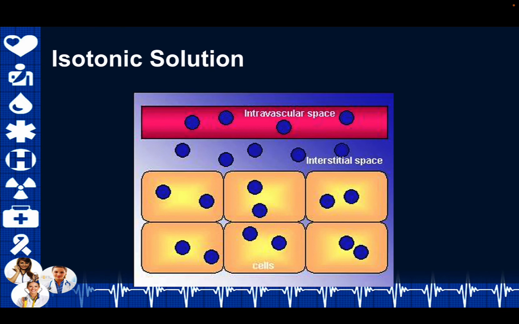Now in this slide, we see isotonic solution. We've got our three spaces. We have our intracellular space, our interstitial space, and our intravascular space highlighted here. And if we think about the movement of water in this, then water is going to move equally through all these compartments because they have about the same amount of water within them. And so nothing is drawing too much water or sending too little water through these membranes because they're trying to reach equilibrium. So isotonic solutions generally are going to be solutions that stay within the compartment they're put into for at least some period of time.